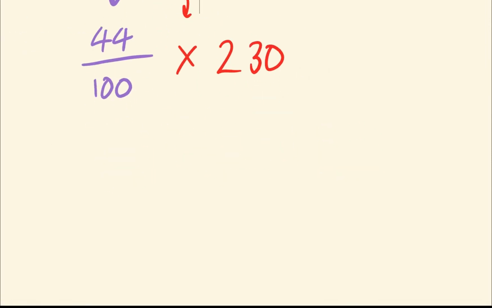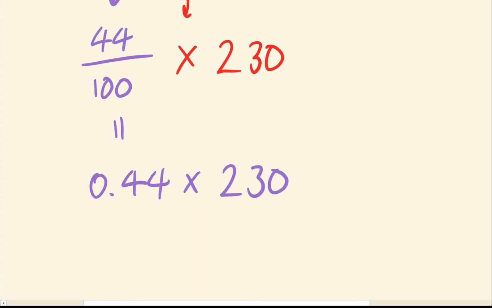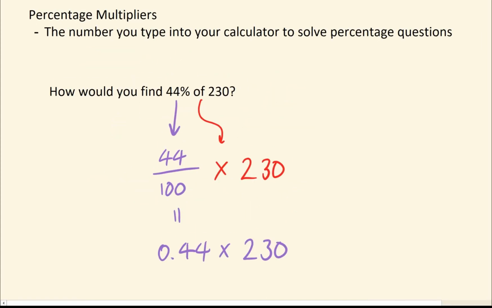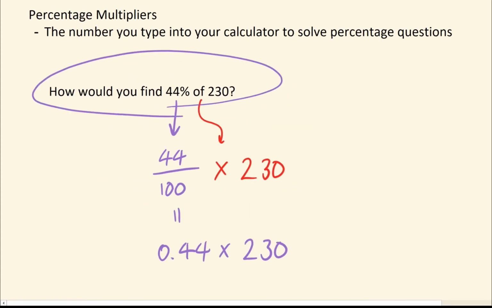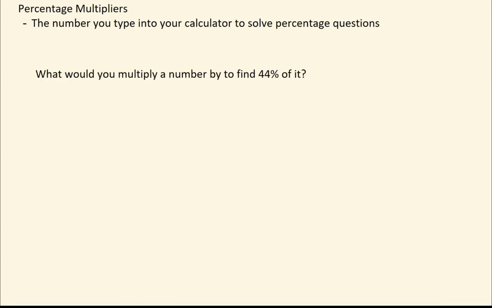The next step is we can write this as a single decimal. 44 over 100 is just 0.44, times 230. And that is what you type into your calculator to solve this question. This 0.44, that's what we call the percentage multiplier. That was the important number we had to type in to find 44%.